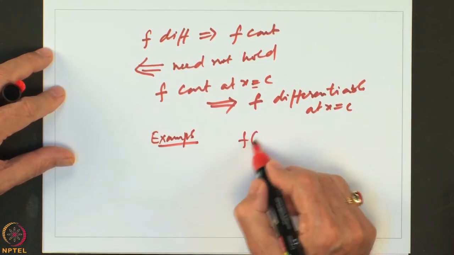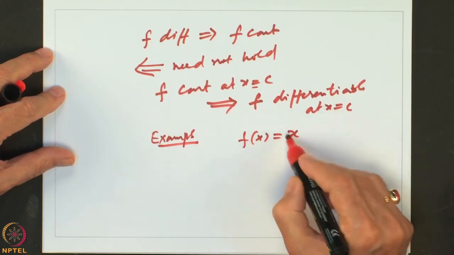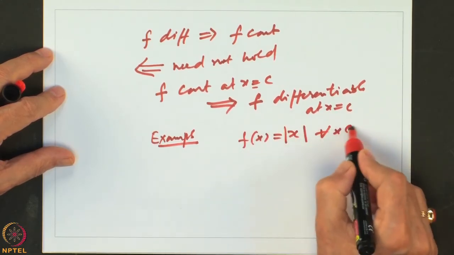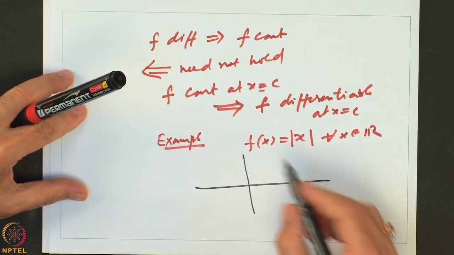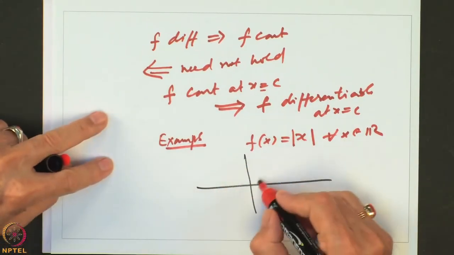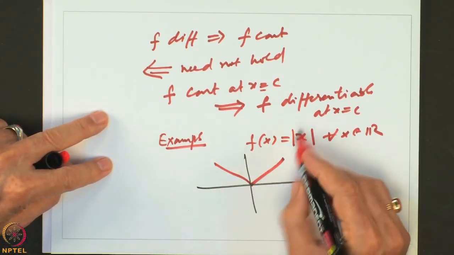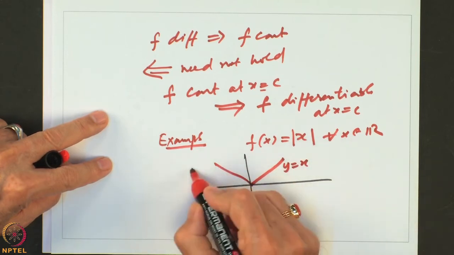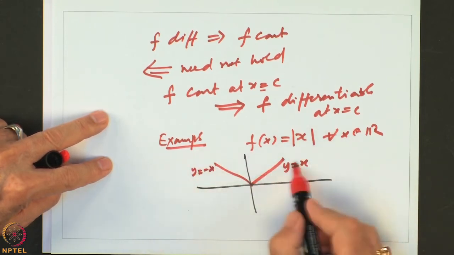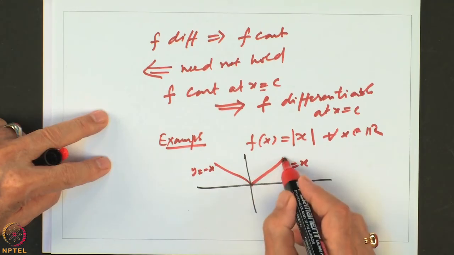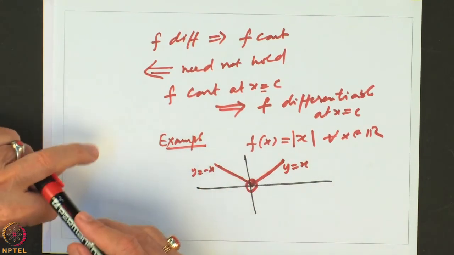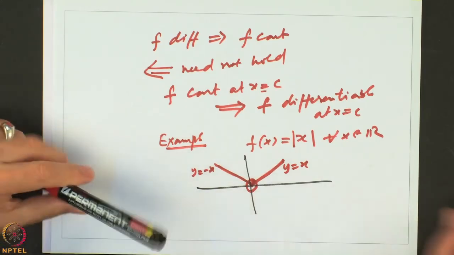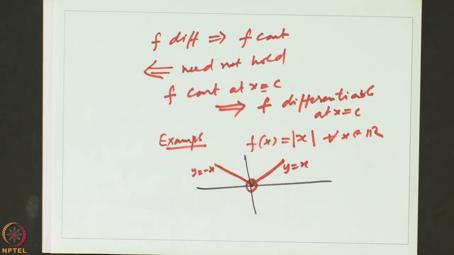Look at the example f of x is equal to mod x for every x belonging to R. If I look at the graph of this function, it looks like this: this is y equal to x and this is y equal to minus x. That is the graph of the function y equal to mod x. It is continuous, but at this point you cannot draw the tangent, it is not differentiable. You can prove that rigorously also.